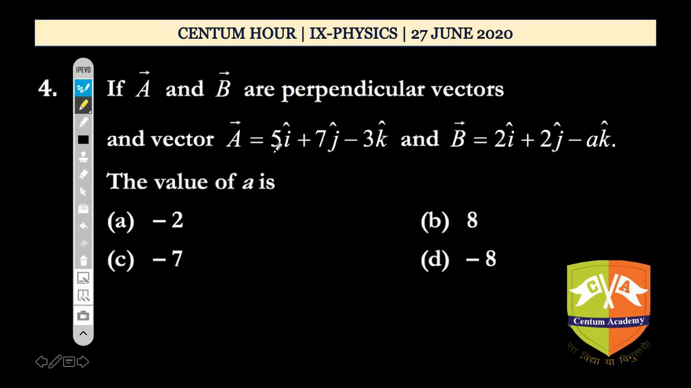A dot B is 5 into 2, 10. 7 into 2, 14. Minus 3 into minus A is plus 3A. This has to be 0, so A should be minus 8. Let me repeat. Dot product of A and B: i gets multiplied with i, 5 into 2, 10. j gets multiplied with j, 7 into 2, 14. k gets multiplied with k, minus 3 into minus A will be plus 3A. This 24 is being transferred here. 3A is equal to negative 24, A is equal to negative 8, okay?